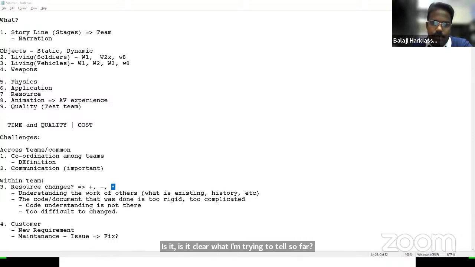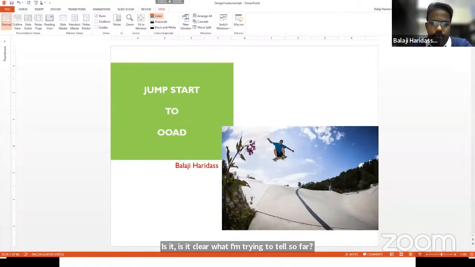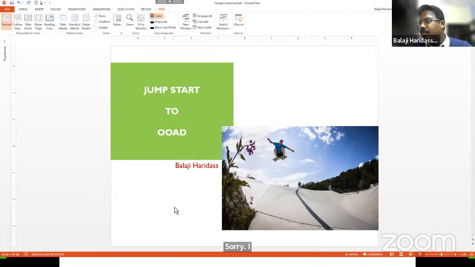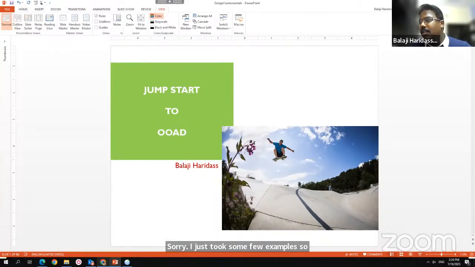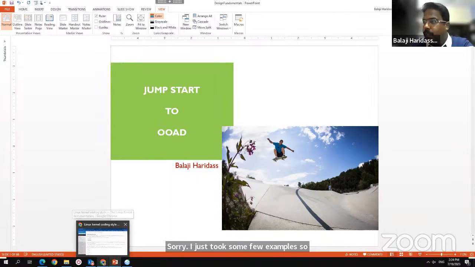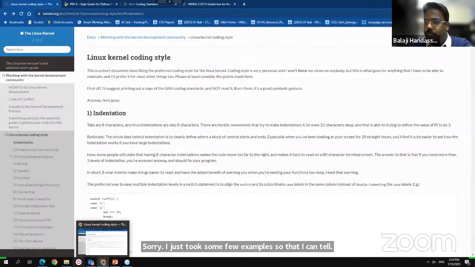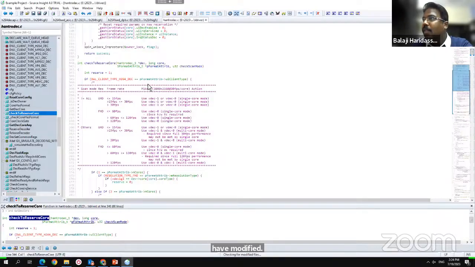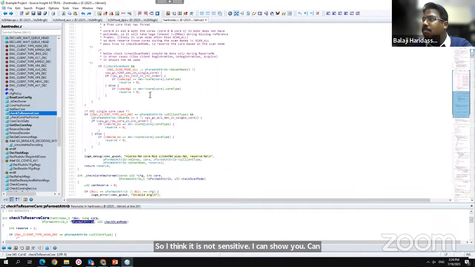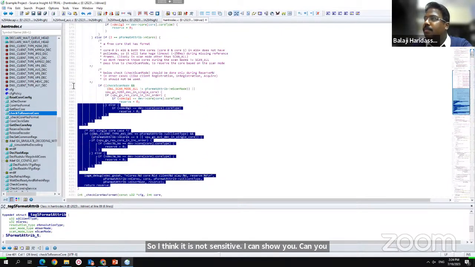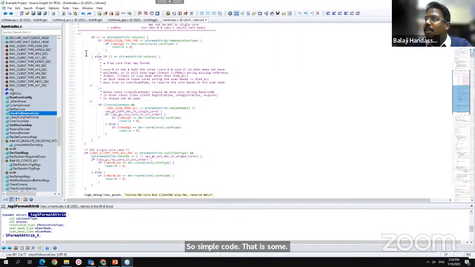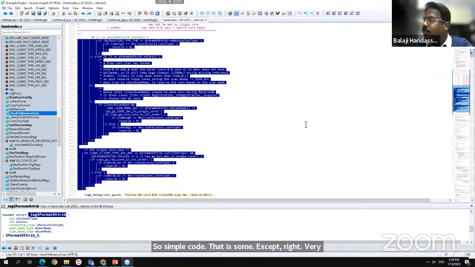Let me show you an example. Sorry, 1 minute. I just took a few examples so that I can tell. Anyway, the code I'm going to show you is a bit open, that we have modified, so I think it is not sensitive. I can show you. Can you see this particular code? It's a very simple code, right? There is some if else, etc. Are you able to view my screen?